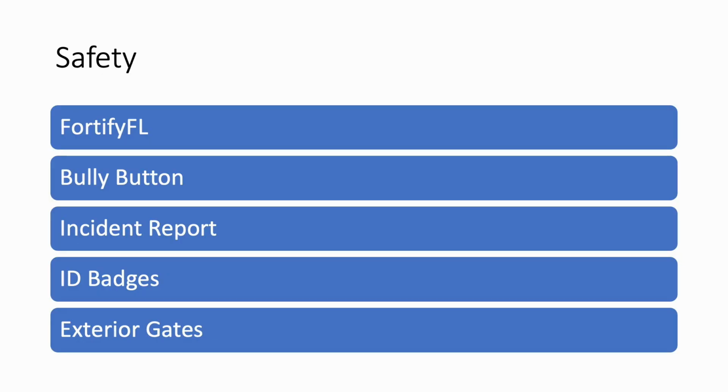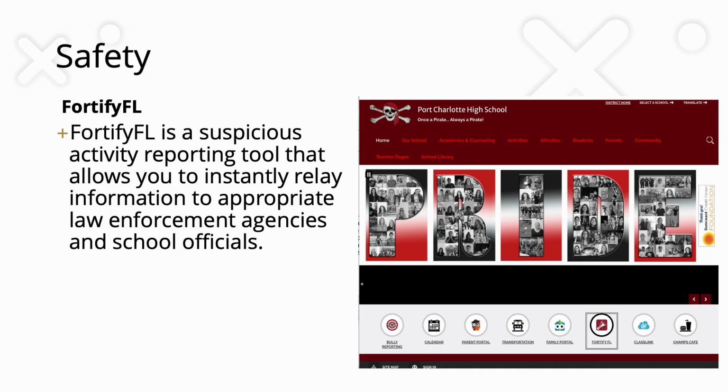All right, guys, that first PowerPoint here is talking about safety. When we talk about safety, we're talking about Fortify FL, the bully button, the incident report, ID badges, and the very last one, exterior gates. Now, first off, Fortify FL is a report that is used to see if you guys see something on campus that you're not supposed to. When you go to Fortify FL, it immediately will make law enforcement aware of what's going on, and the same thing for school officials.